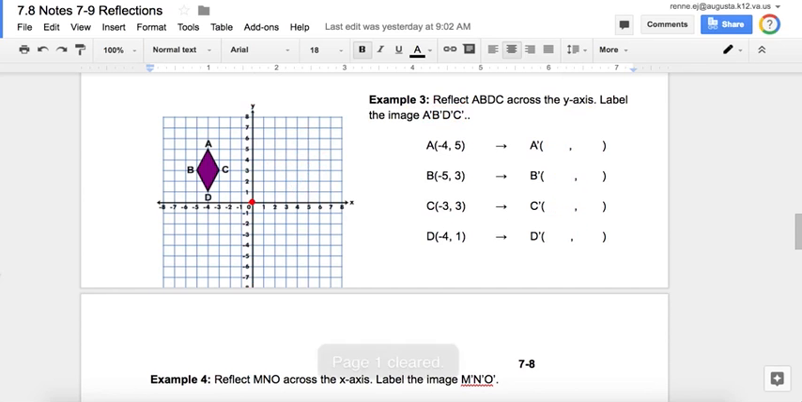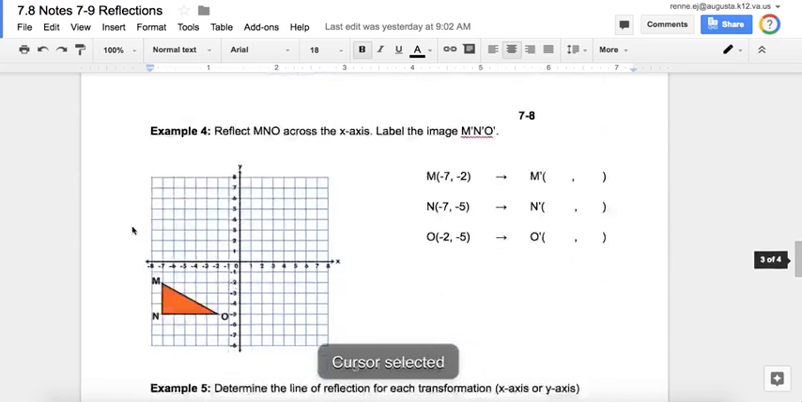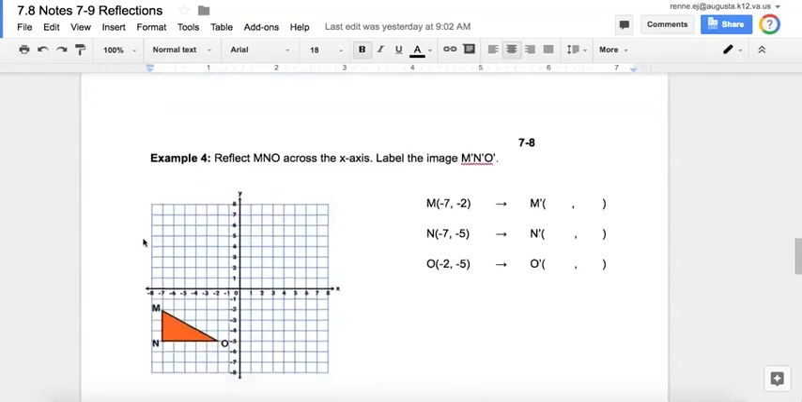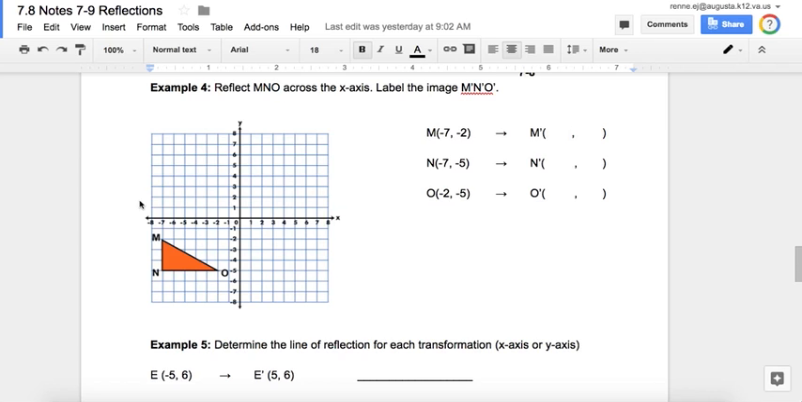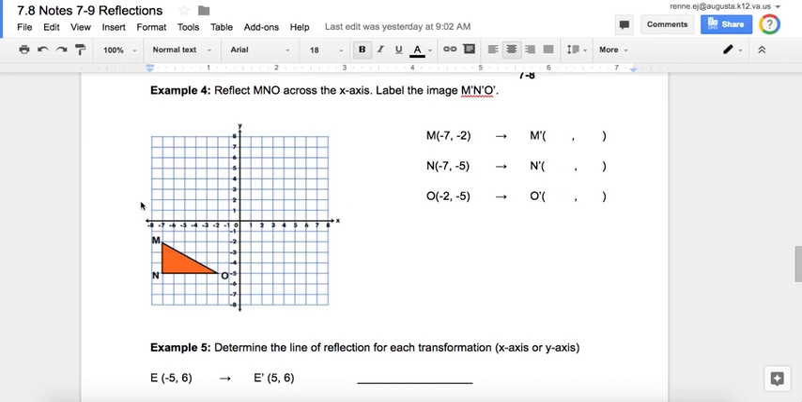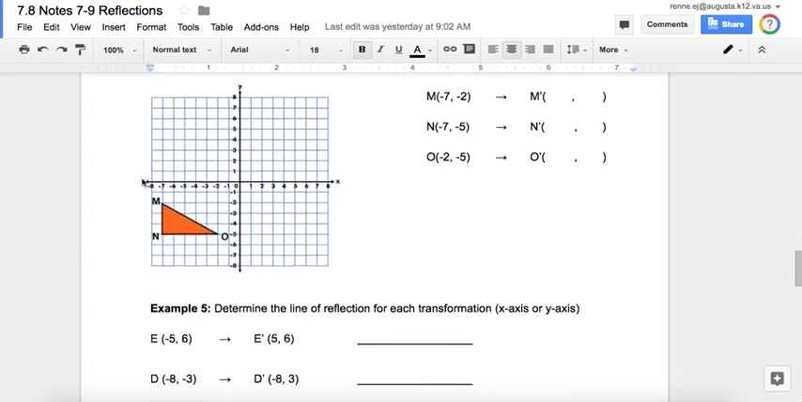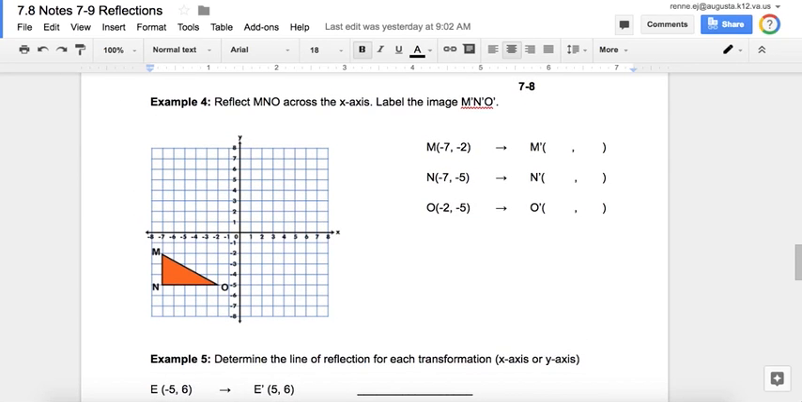Okay, moving on to example number 4. It says, reflect MNO across the x-axis, label the image M prime, N prime, O prime. Okay, so we're going to underline reflect, x-axis, and M prime, N prime, O prime. And then we are going to grab our colored pencil. We're going to highlight the x-axis. Or if you only have a pencil, just shade the x-axis.